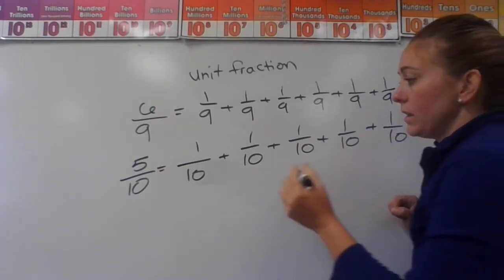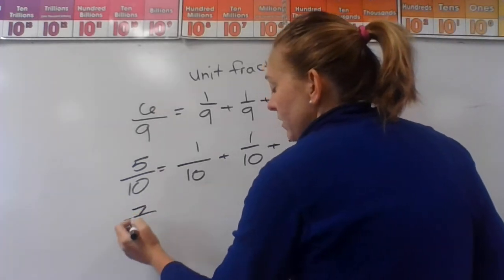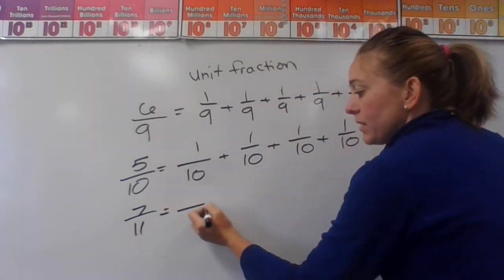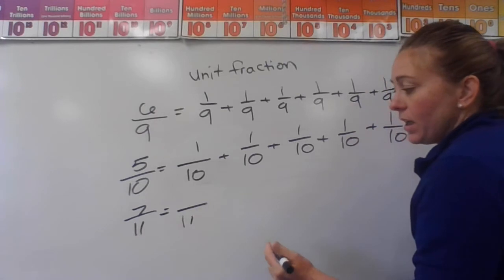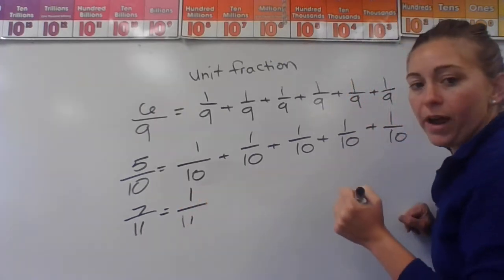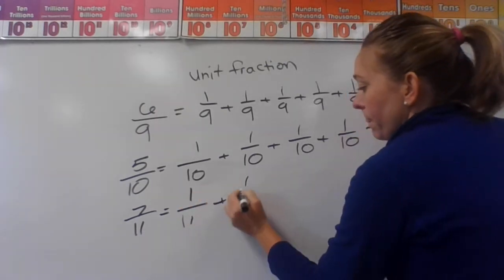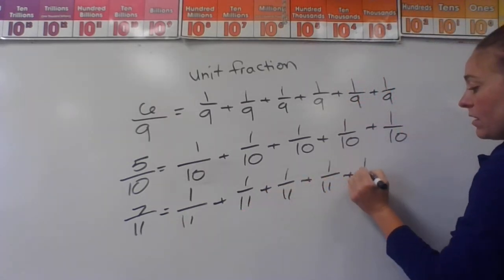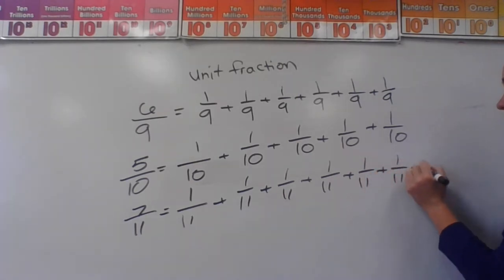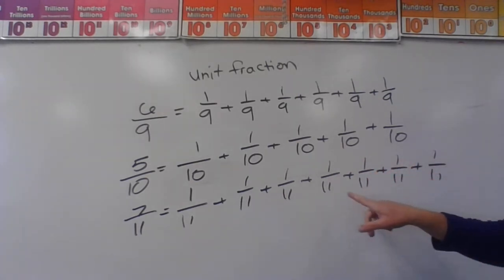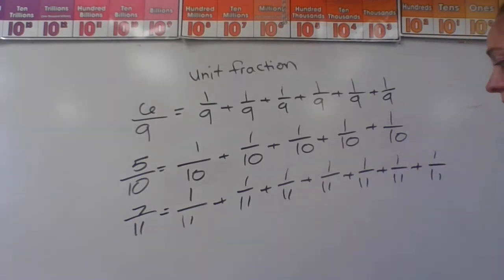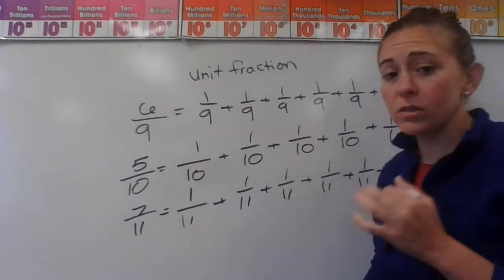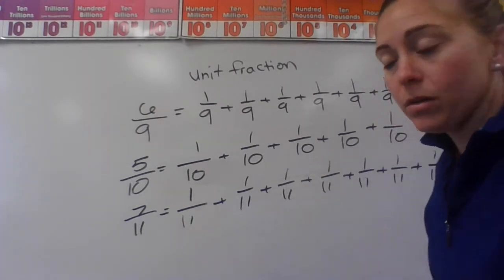We'll do one more. How about 7/11? So the denominator will be 11. So our denominator over here is 11. And then 1/11 would be the unit fraction, so I need 7 of those. 1, 2, 3, 4, 5, 6, 7. All right, so we've got 7 of the 1/11, and each of those are the unit fraction. So that's just one way to break it up, to decompose a fraction.